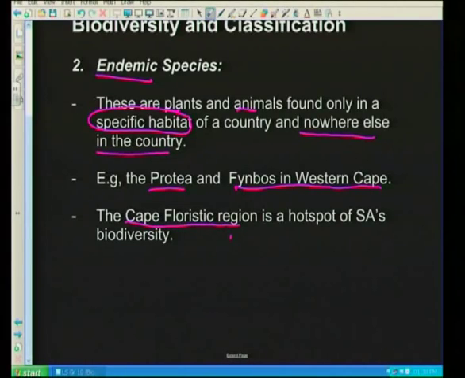Now, we also have biodiversity hotspots, and South Africa is regarded as having 3 of the most important biodiversity hotspots, where they have a variety of endemic species. The Cape Floristic region is the hotspot of South Africa's biodiversity, and that's because of the large number of fynbos and proteas found only in the Western Cape.